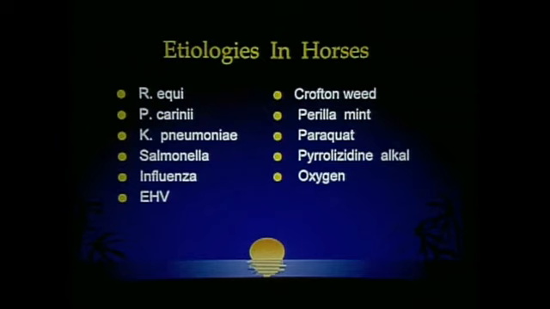That then shifted the focus to the hypothesis, well, maybe it's an environmental toxin. And there are a couple of plants that can cause the pattern of interstitial pneumonitis and pneumonia: Crofton weed, perilla mint, paraquat, wheat toxins, or simply pyrrolizidine alkaloids, or oxygen toxicity. All of these, yes, have been proven in these instances to cause interstitial pneumonitis, but in many of the cases, none of these were detected in the environment of the animal.